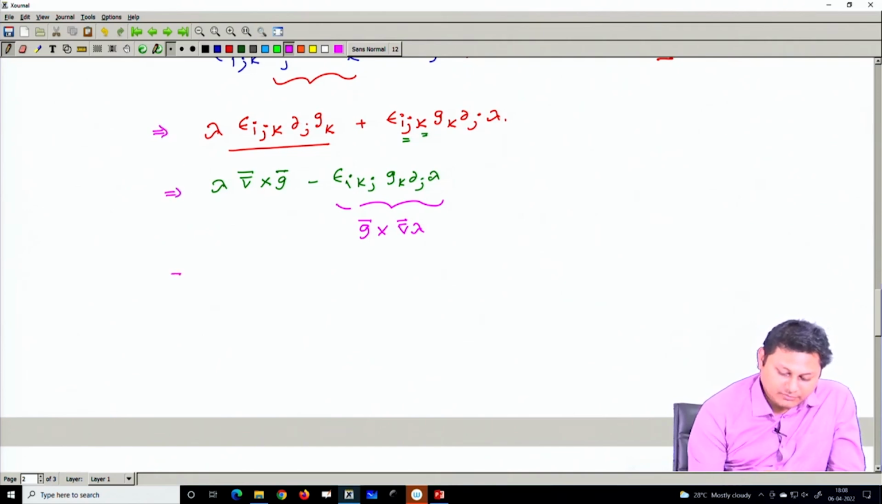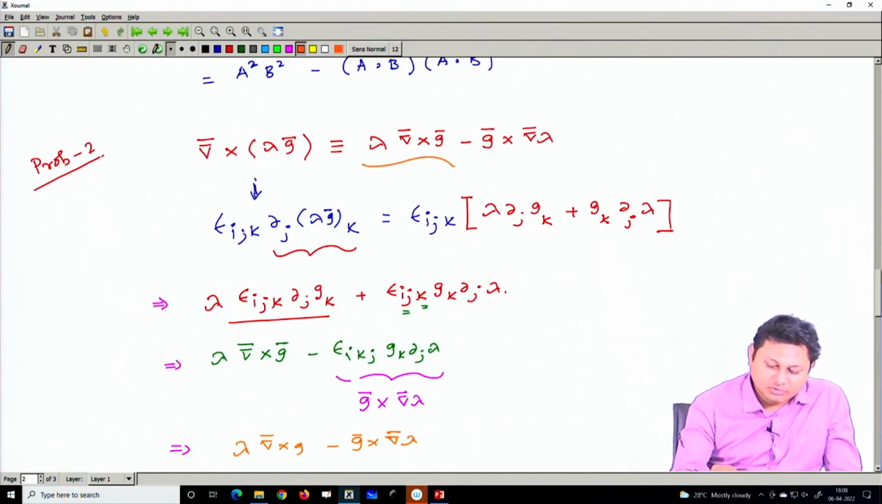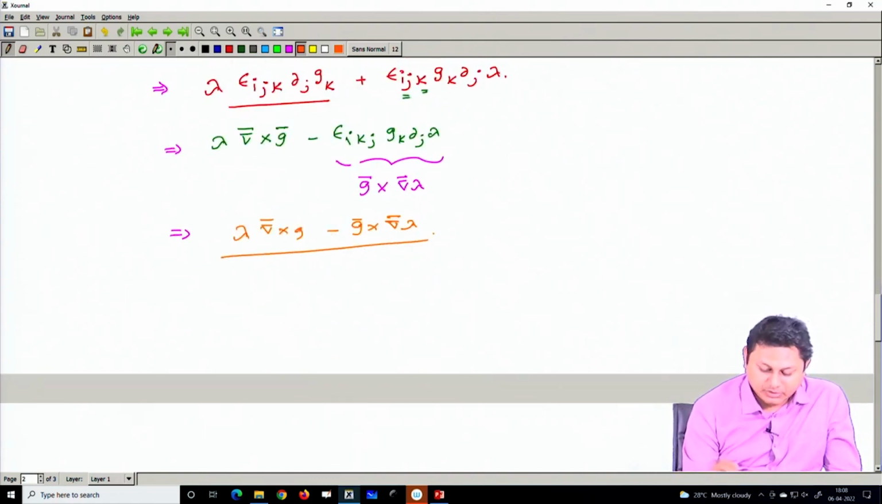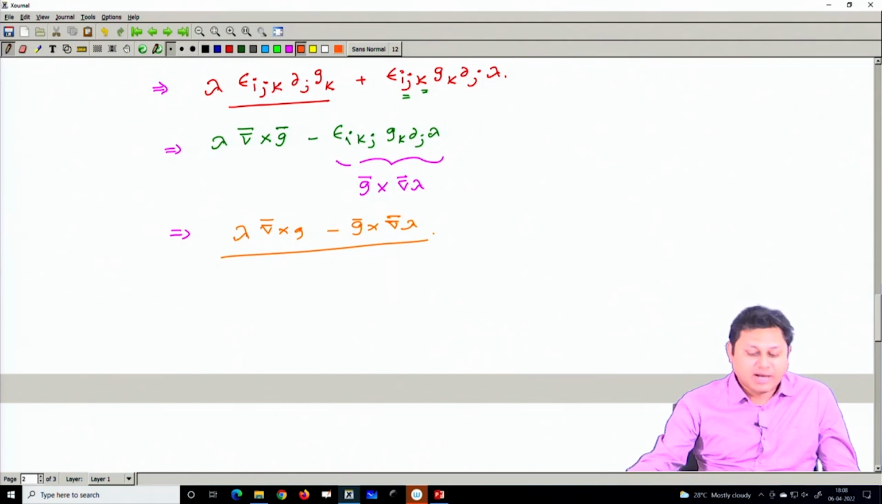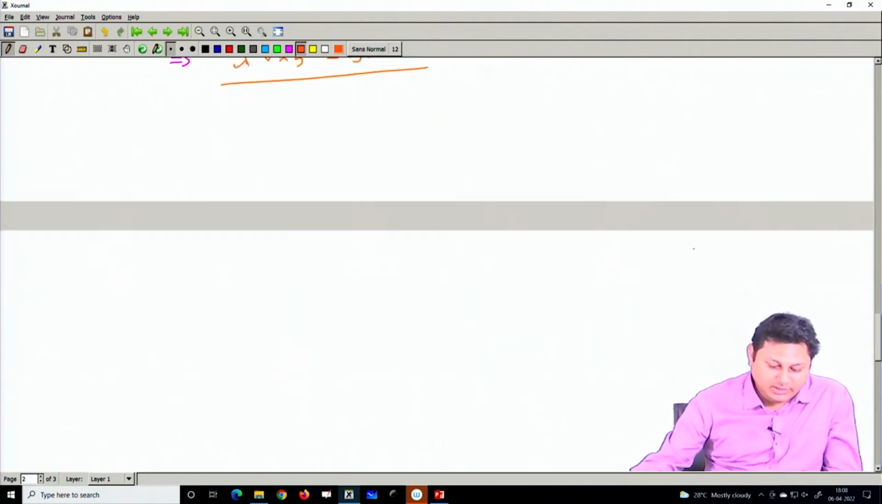So, overall we find that my final result is lambda curl of g minus g cross gradient of lambda. This is precisely what we need to prove. So, this is the thing we need to prove, and we proved it here. Okay. So, this is the second kind of problem. Now, let us go to another problem.